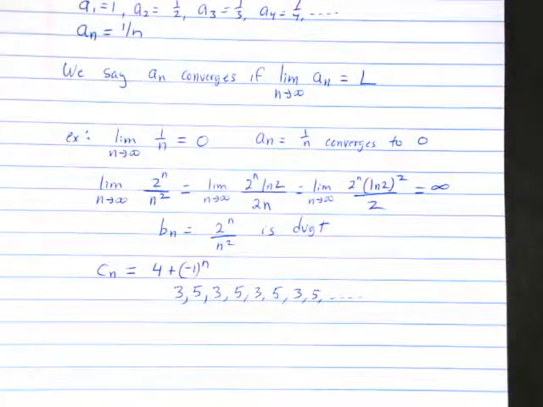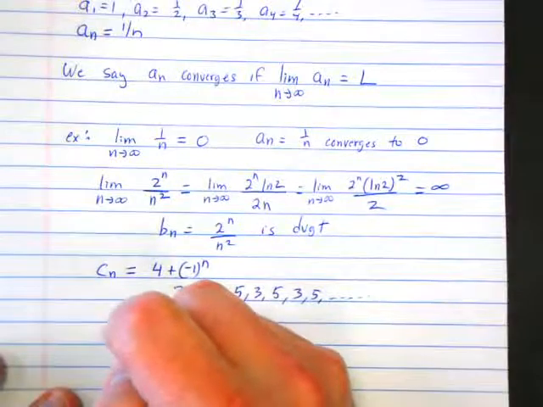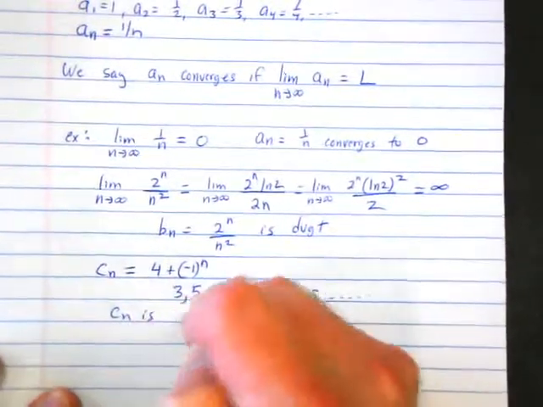Is that converging? It's oscillating between the two. When n goes to infinity, is that getting close to a number? No, it's jumping back and forth between 3 and 5. So what would we say about that sequence? Not indeterminate. Our question is, does it diverge or does it converge? It diverges. It does not converge. The sequence is divergent. C sub n is divergent.